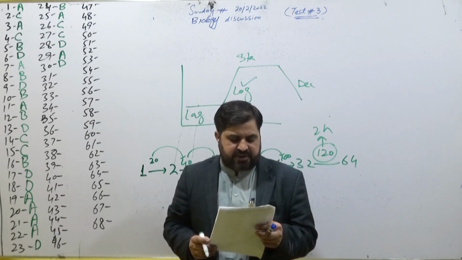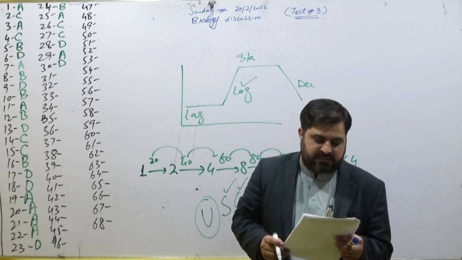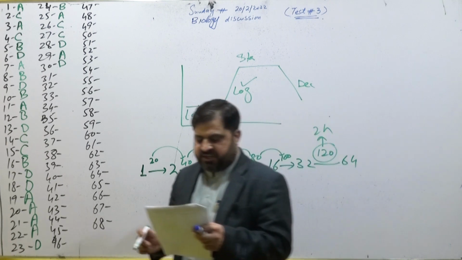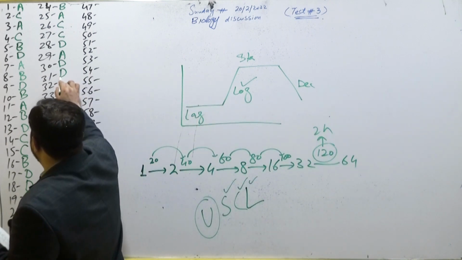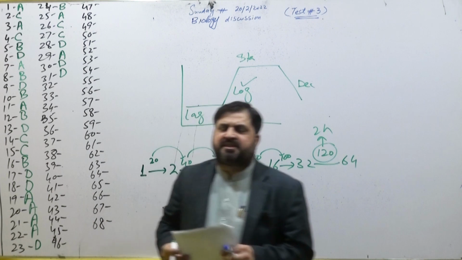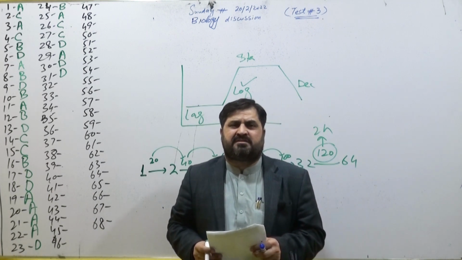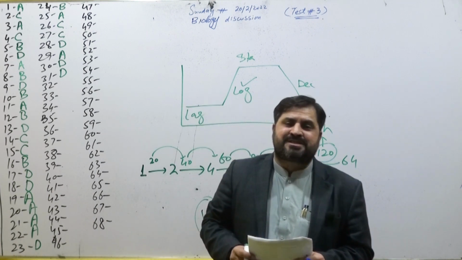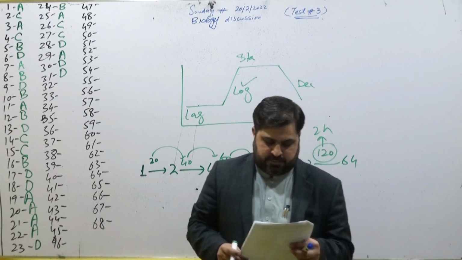Coming toward MCQ number 31, the protist kingdom is sometimes called the trash can kingdom. So that's why option D is correct. Why do we call them the trash can kingdom? Actually, they include those species whose properties and characteristics relate to more than one kingdom.